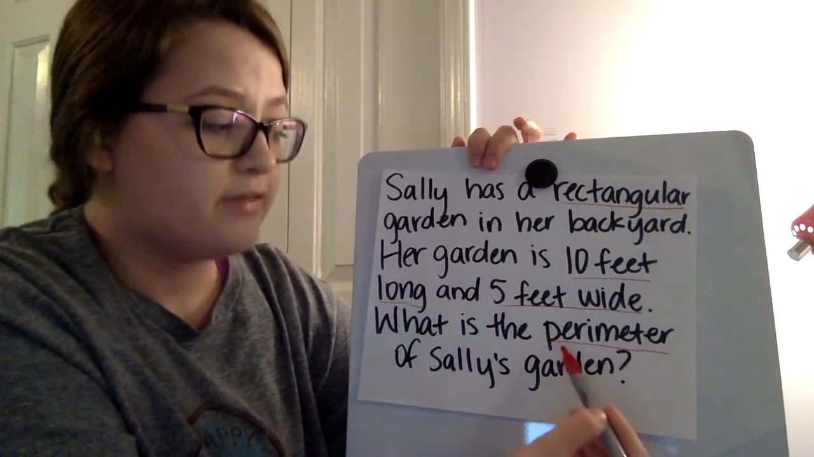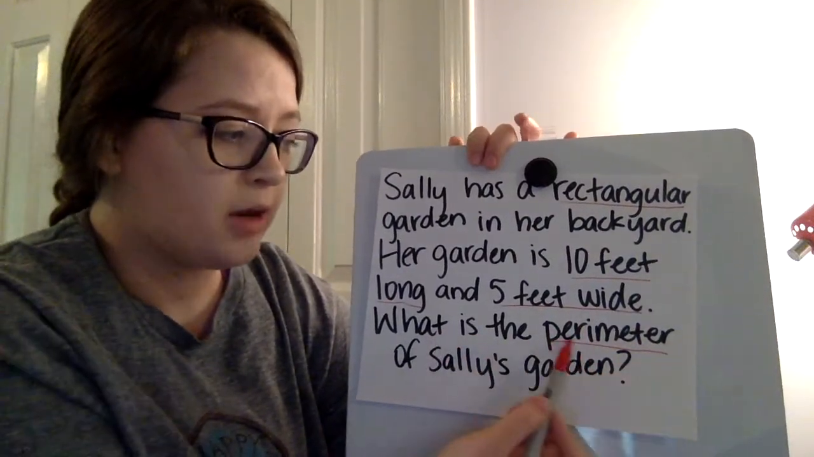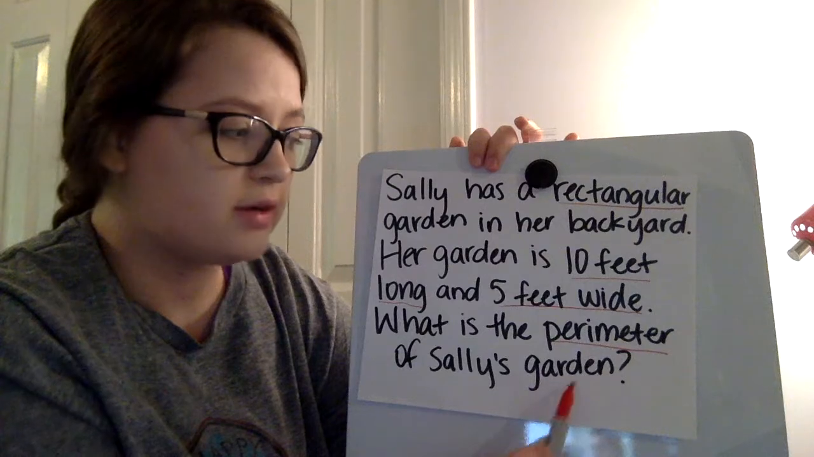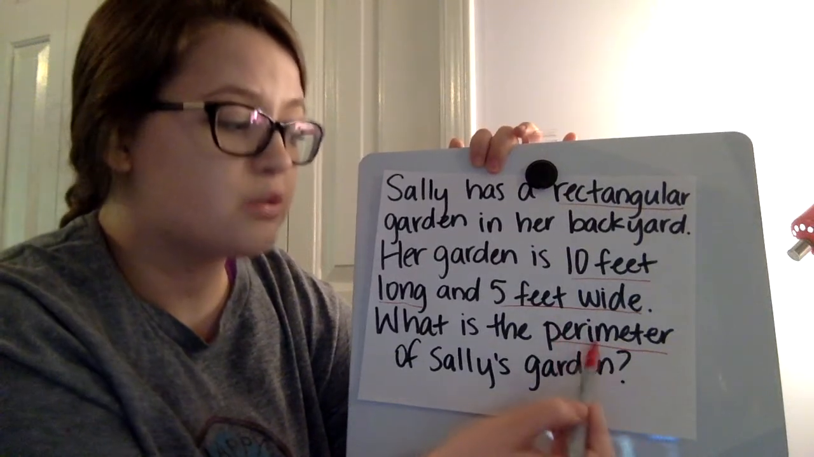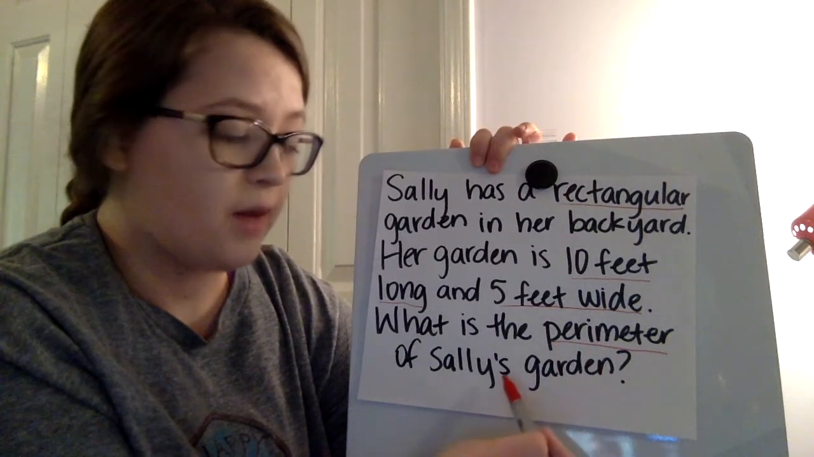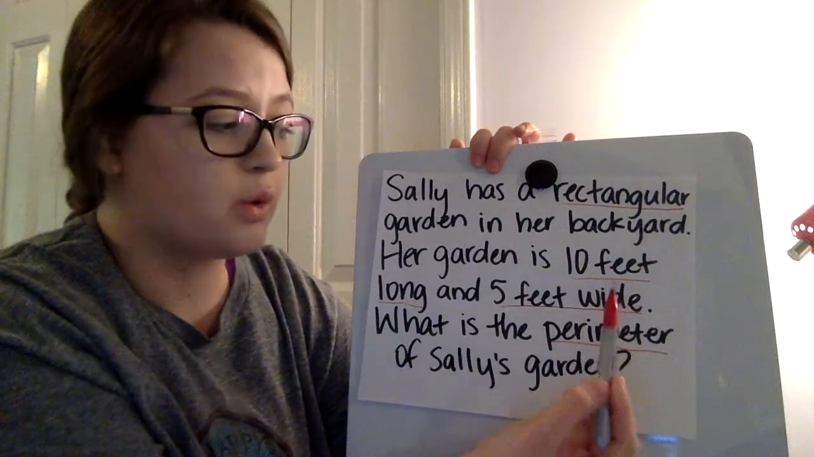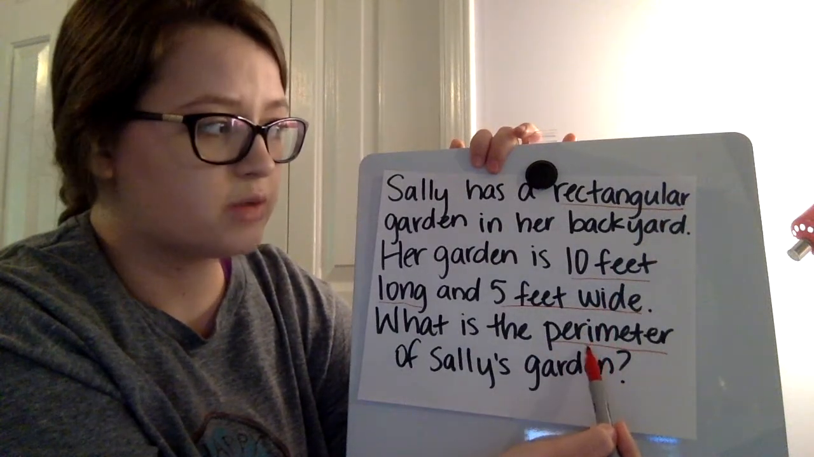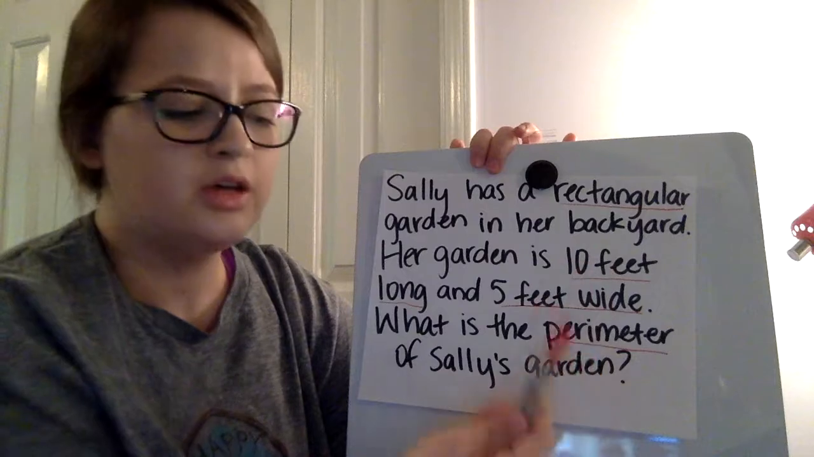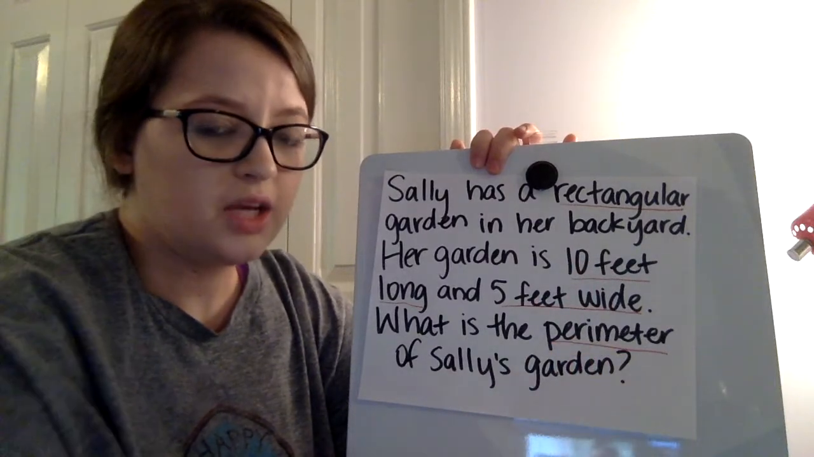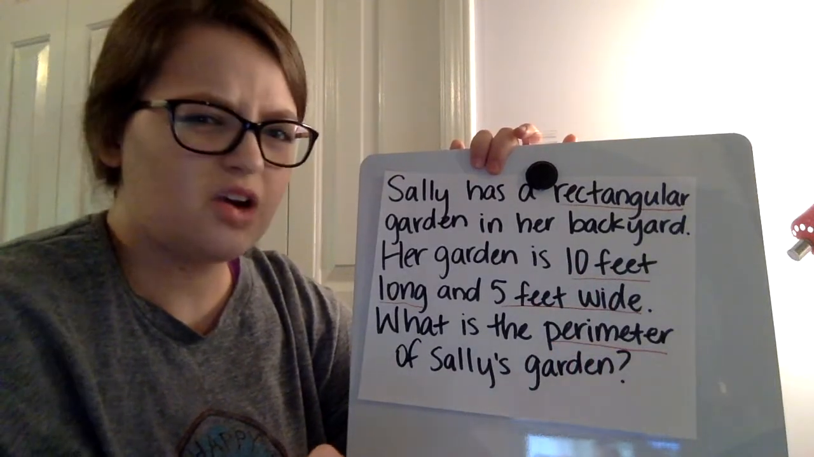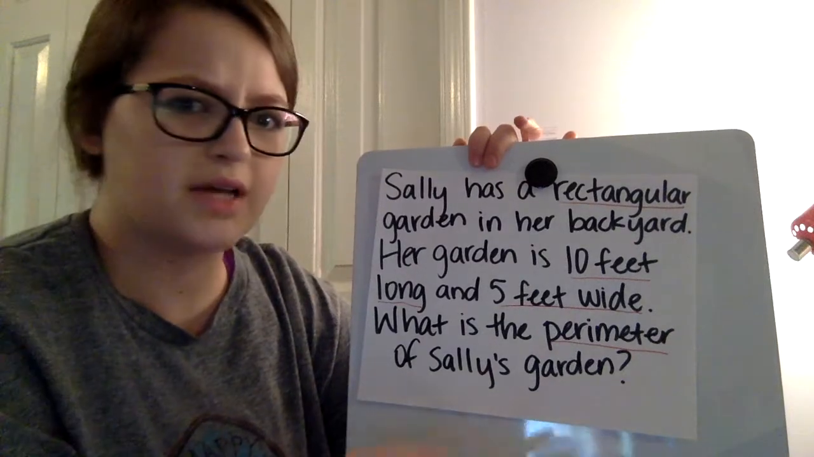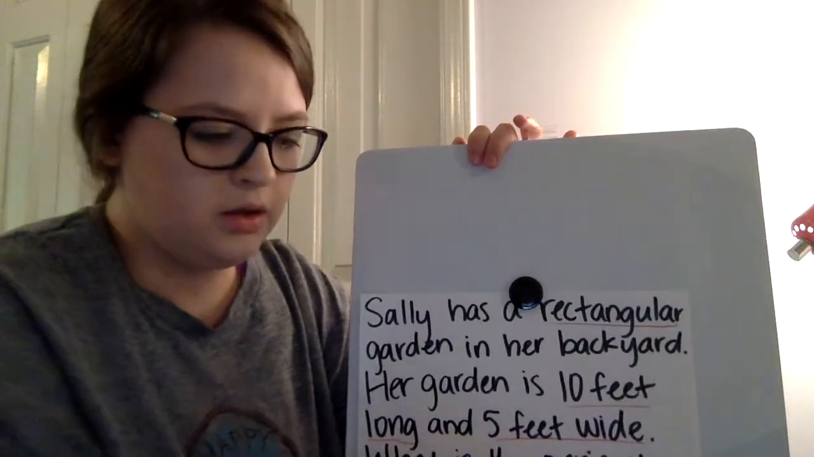So we're trying to find, let's read again, what is the perimeter of Sally's garden? We want to find the distance around Sally's garden. And we know that her garden is a rectangle. So we want to find the distance around this rectangle. So we have the information that we need and we know what it's asking us, but it's kind of hard to visualize it. So maybe we can draw a picture.